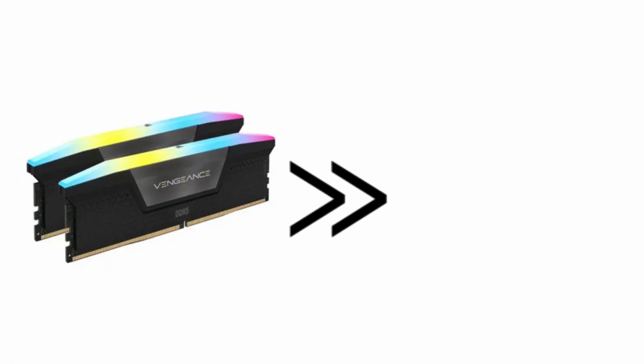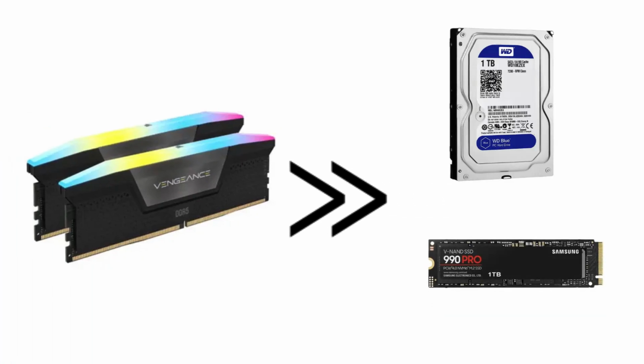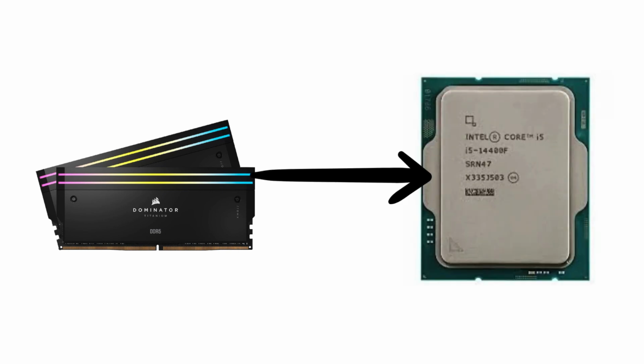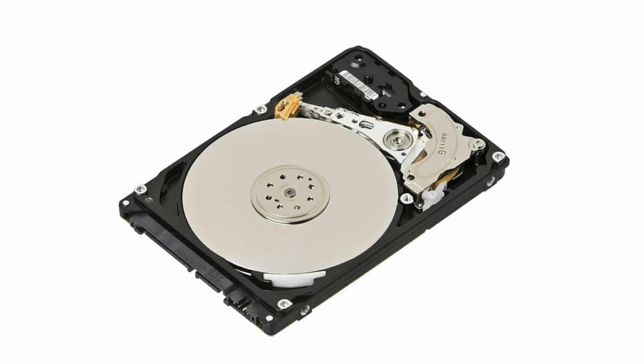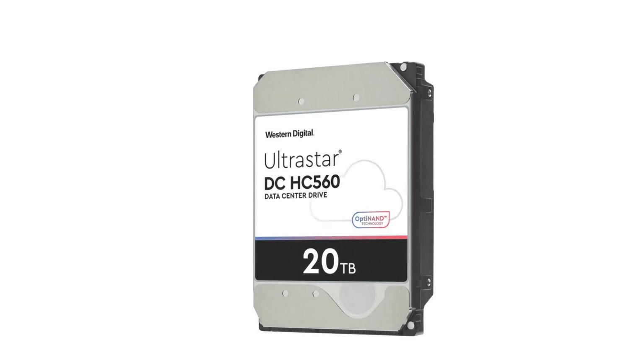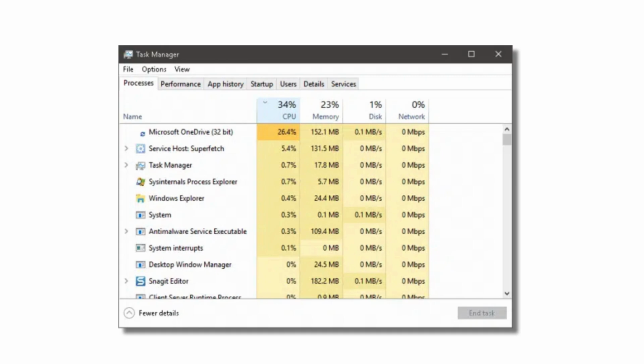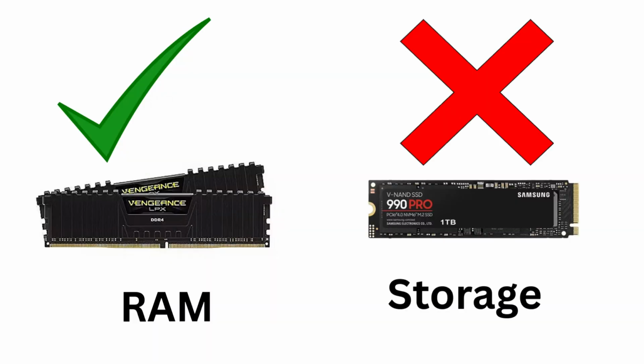RAM is much faster than hard disks and SSDs. Here's why. RAM is directly connected to the CPU. It uses high-speed memory chips, no mechanical movement unlike hard drives, and very low latency. That's why active programs are stored in RAM instead of storage.